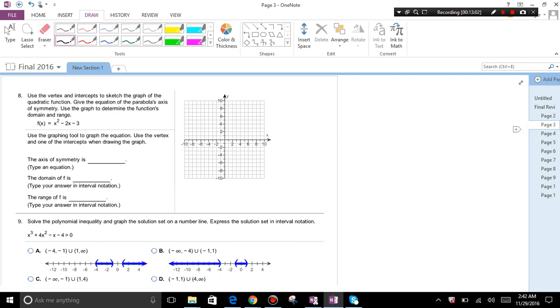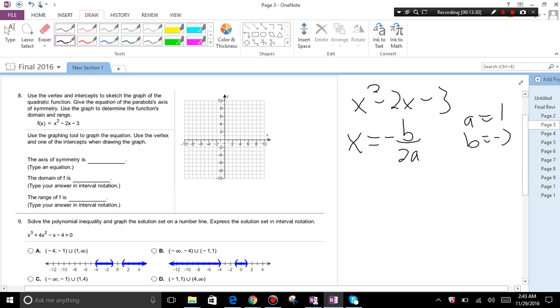Eight is stuff we've been doing before about finding the vertex, the axis of symmetry. If you have x squared minus 2x minus 3. On the test, you'll be asked all sorts of things. So you might be asked, where's the vertex? So the vertex is at x equals -b over 2a. A in this case is 1. B is -2, and C is -3.